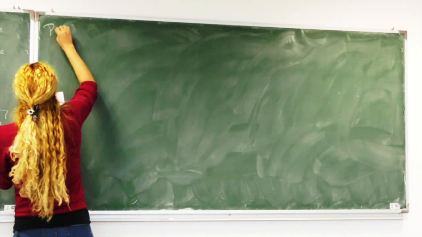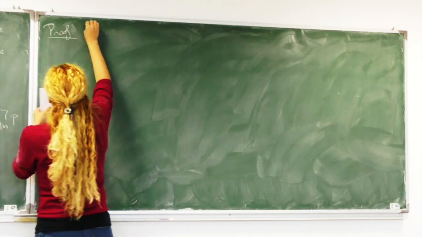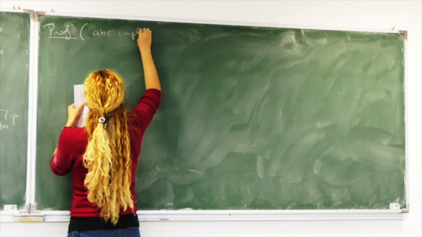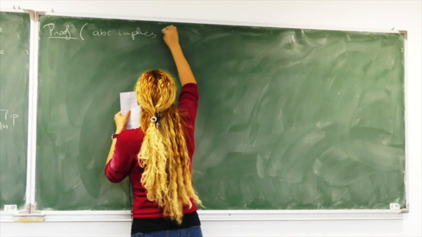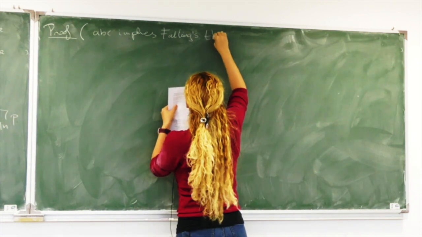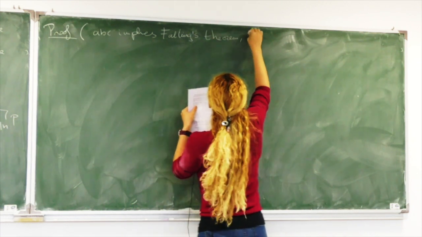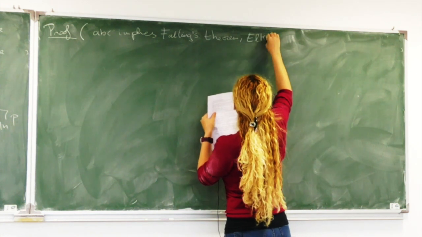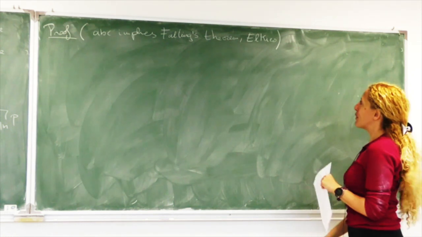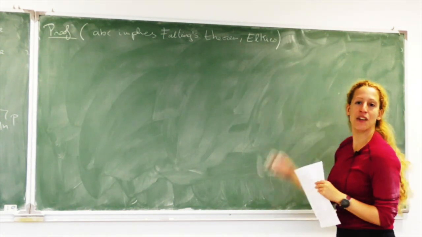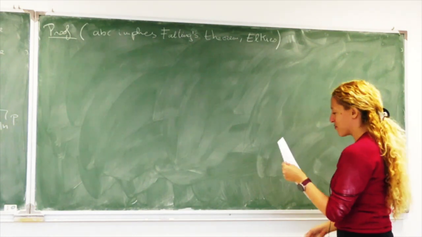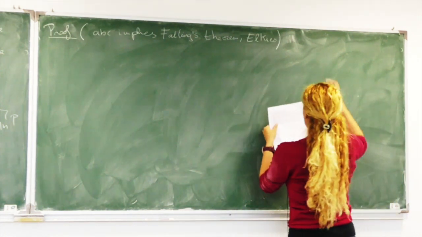Okay, so proof: ABC implies Falkens theorem. Actually, the proof that I'm following is by Elkis. He's a very good mathematician with very nice results. And he came up with this proof of Falkens theorem by using the ABC conjecture. Okay, so the idea is the following.